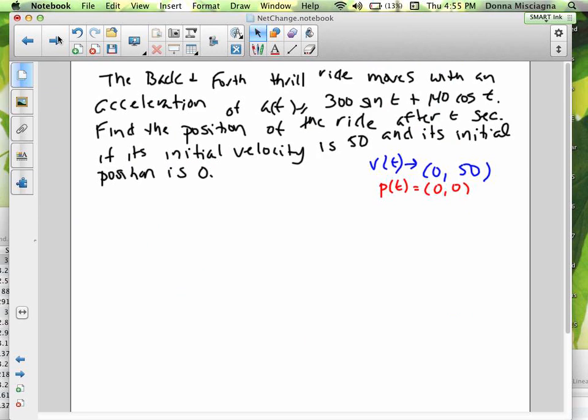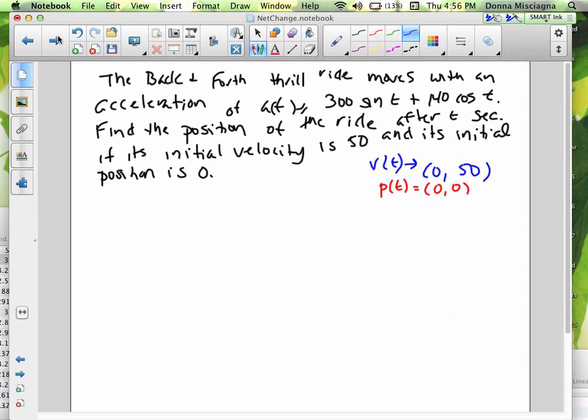The back and forth thrill ride, doesn't that sound exciting? Just going back and forth, it moves with an acceleration of a of t equals 300 sin t plus 140 cos t. Find the position of the ride after t seconds if its initial velocity is 50 and its initial position is 0. So we have the initial condition for velocity, 50, and the initial condition for position, 0. All right, so we're going to integrate.